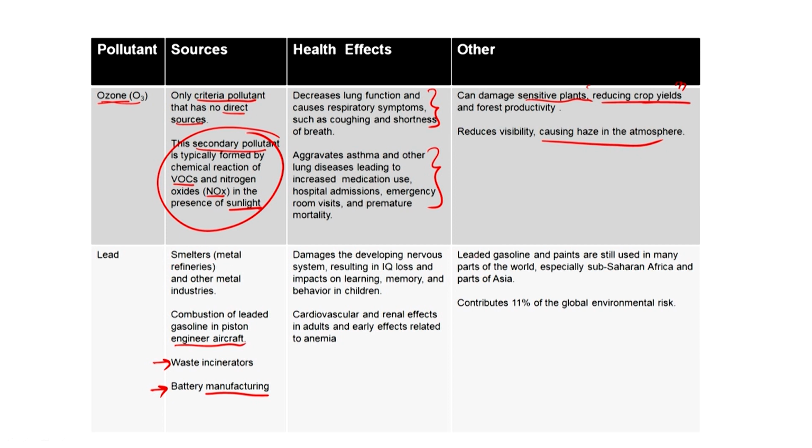And the other aspect is the leaded gasoline, which I believe is relatively banned in India now, and paints are still used in many parts of the world, especially in Africa and some parts of Asia, and in some cases in India too, but to my knowledge not really. But as you see, it has a global footprint, almost a tenth of the global environmental risk is from lead. So, that is the footprint that we have.